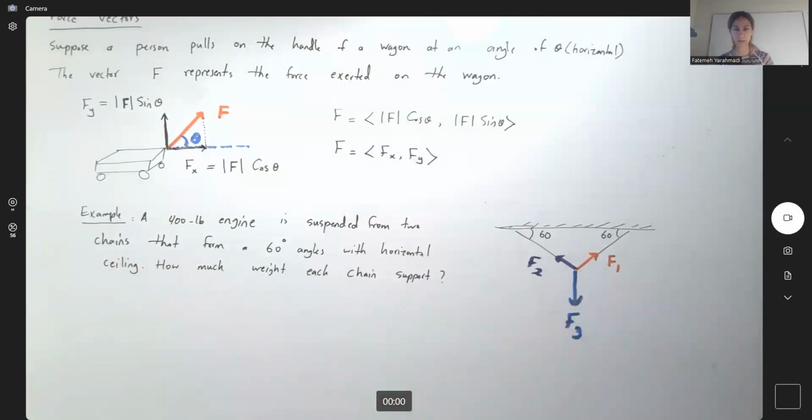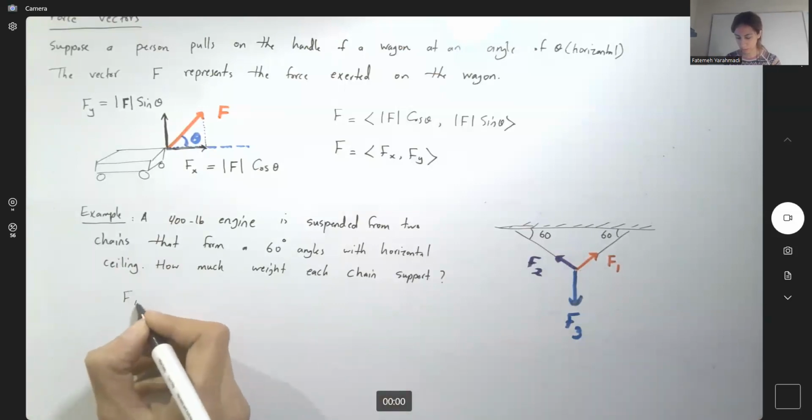Since it is suspended, it's in equilibrium. It means that F1 plus F2 plus F3 must be equal to 0. Let's write this down here.